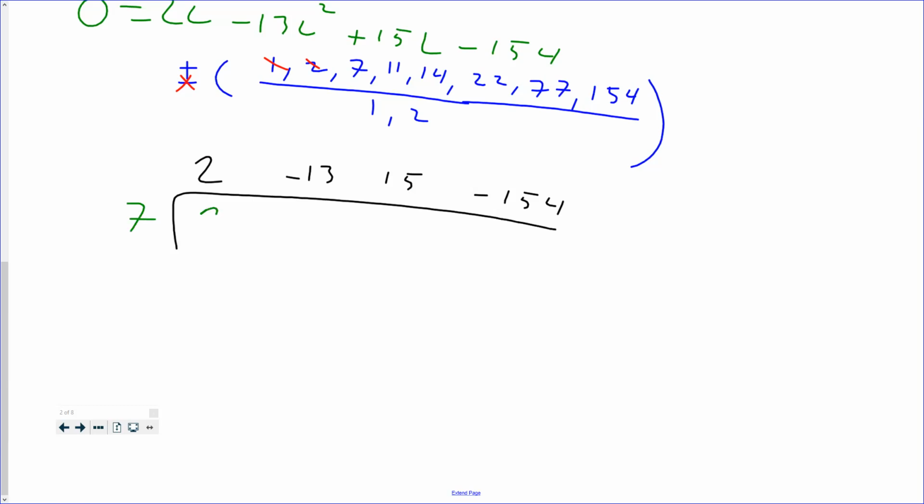So drop down the 2. 7 times 2 is 14, plus negative 13 is 1. 7 times 1 is 7, plus 15 is 22. And 7 times 22, I think that's actually 154, right? Yeah, it is. And you get 0. So right away, 7 works. That tells me my L is going to be 7. You have your answer.